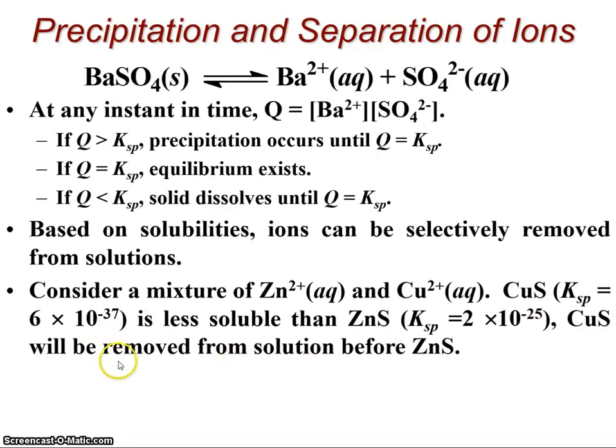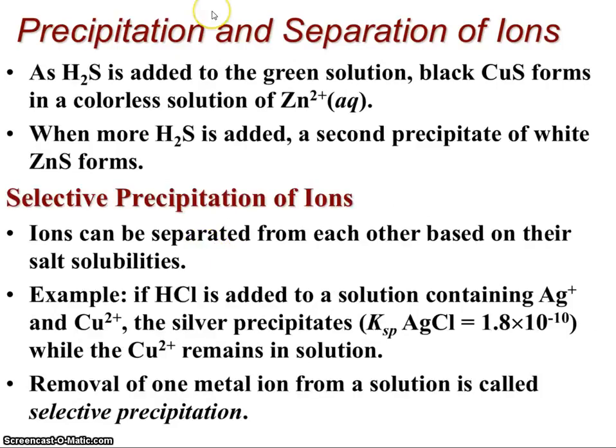Right? It is less soluble than the zinc, so we can do selective precipitation by adding H2S. It's added to the green solution. Black copper sulfide is going to form in a colorless solution of zinc ions. If I keep adding in H2S, then a second precipitate of white zinc sulfide forms. So this lets us separate ions based on their salt solubility.